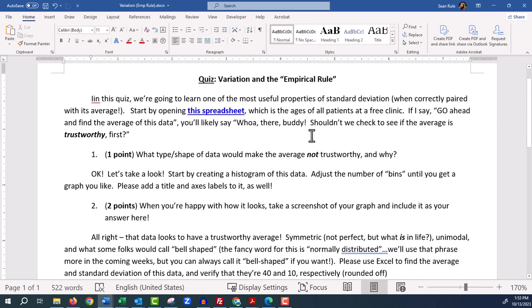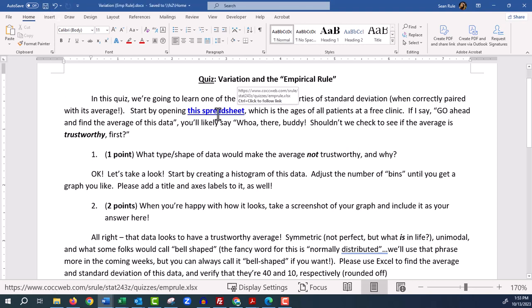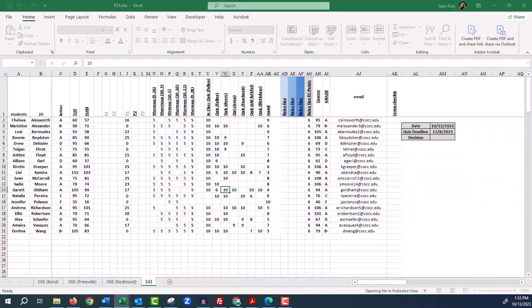Okay, my friends, so let's get into, let's fix that typo too while we're at it. Variation in the empirical rule. Okay, we did this a little bit in class this week, but let's look at it more here. So we got ourselves a data set of patients at a clinic, which is awesome. I want to go ahead and download it so I can actually open it up and play with it.